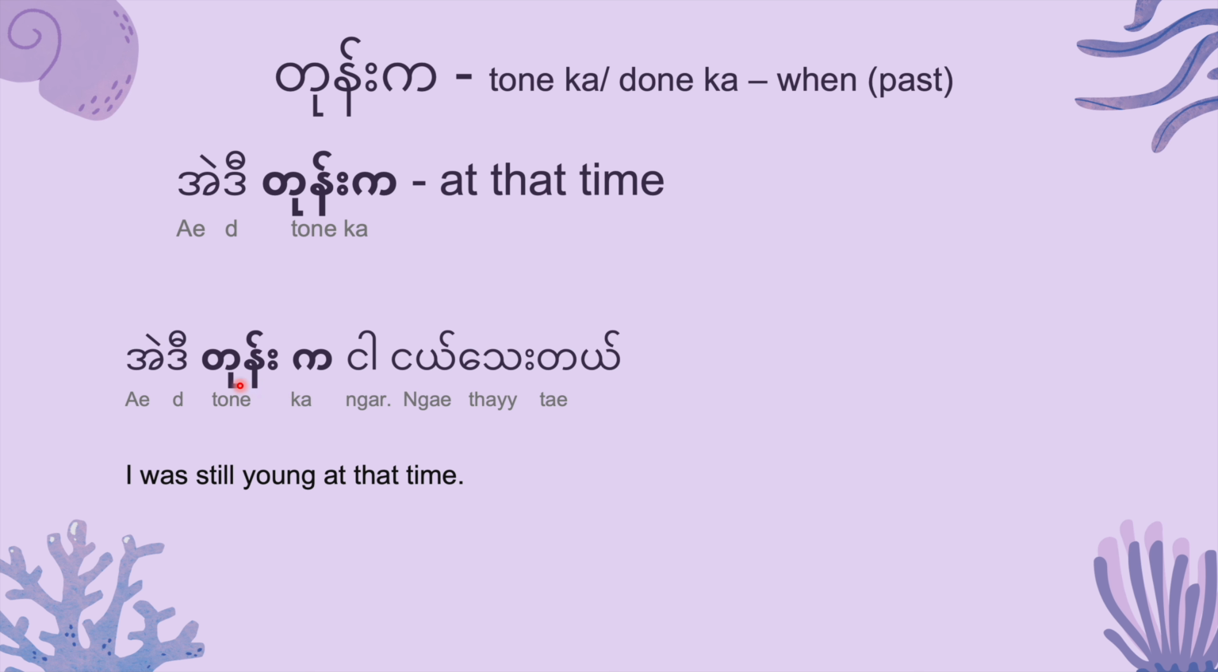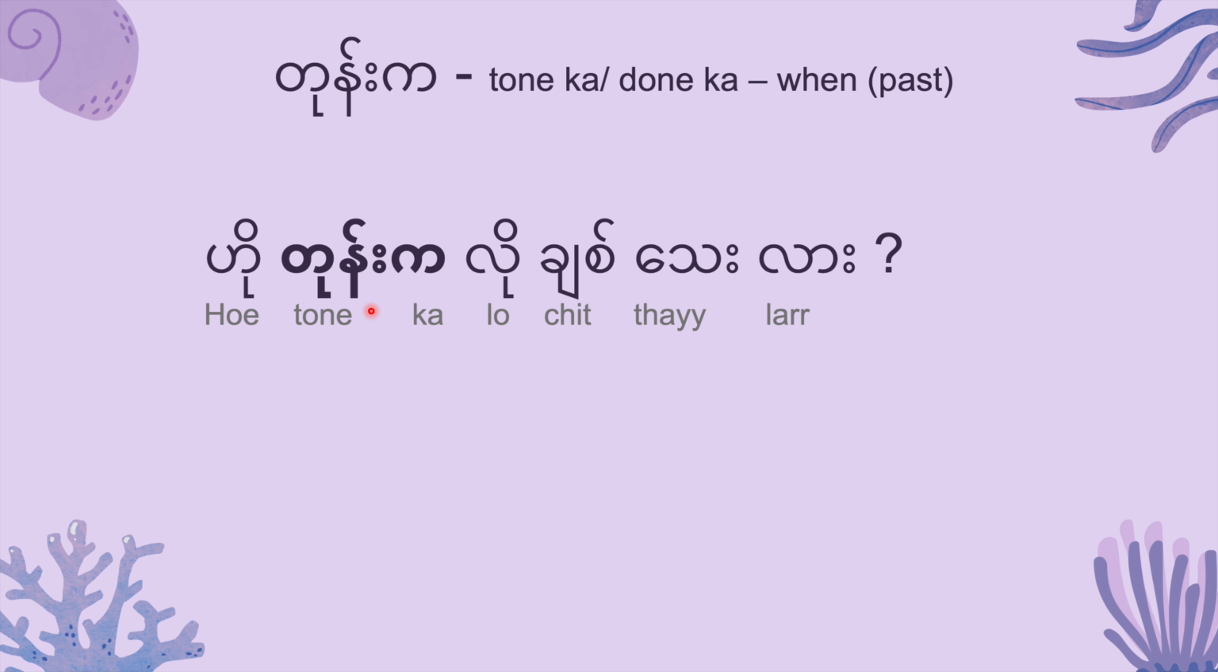You can use edi donga when you want to talk about a specific time in the past. And there is ho donga. Ho donga also means at that time, but this one is a little more vague. When you are talking about a not so specific time in the past, you can use ho donga. Ho means that. Di ha, this one. Ho ha, that one.